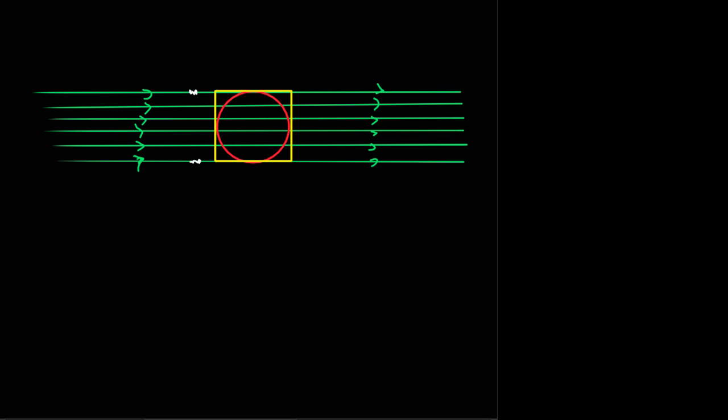And on this side of my surface, I have 1, 2, 3, 4 field lines coming in. So I have positive 4 field lines going in. And over here, I have 1, 2, 3, 4 field lines going out. So I have negative 4 field lines going out of my enclosed surface. And so the net effect is there is nothing inside.